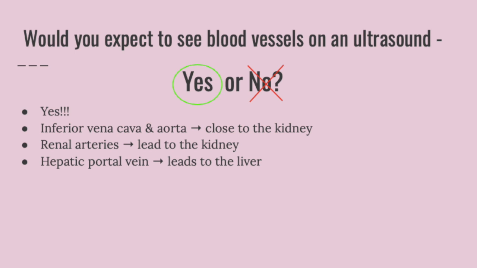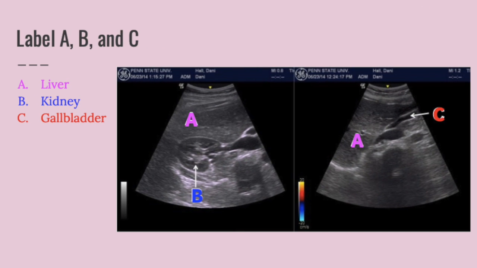On an abdominal ultrasound, the inferior vena cava and aorta would be seen close to the kidneys. You would also be able to see the renal arteries that lead to each kidney, and lastly, the hepatic portal vein leads to the liver. As seen in this ultrasound image, letter A is the liver, letter B is pointing to the kidney, and letter C is pointing to the gallbladder.